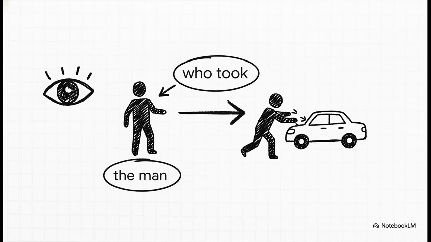Let's see it in action here. I saw the man who took the car. So what comes right after who? It's the verb took. That means who is the subject here. It's the one performing the action. The man took the car.